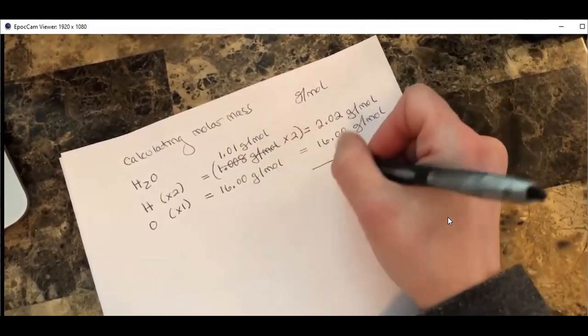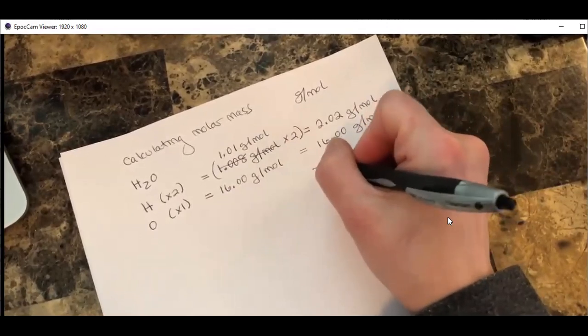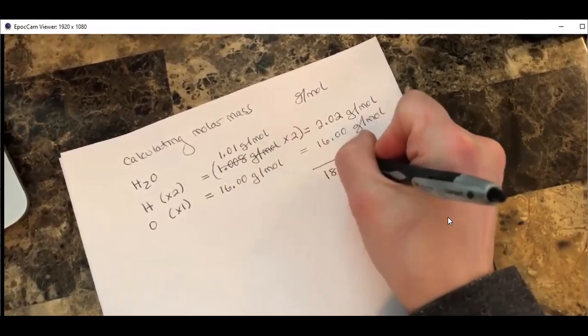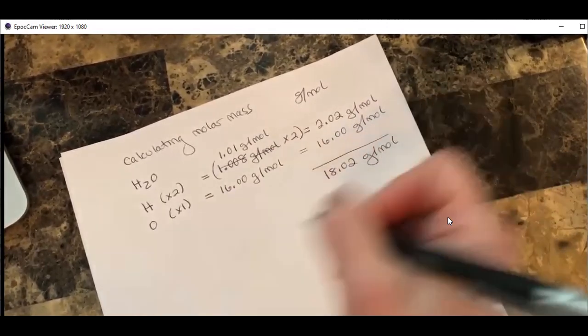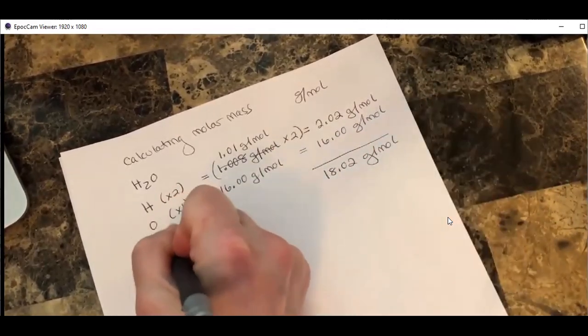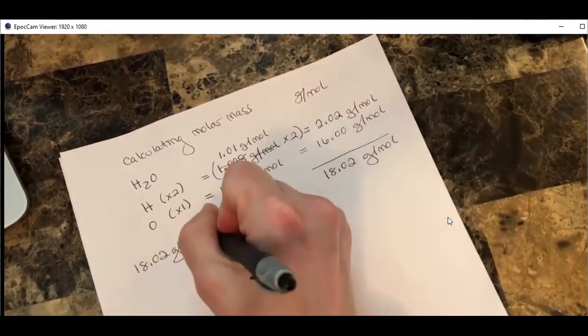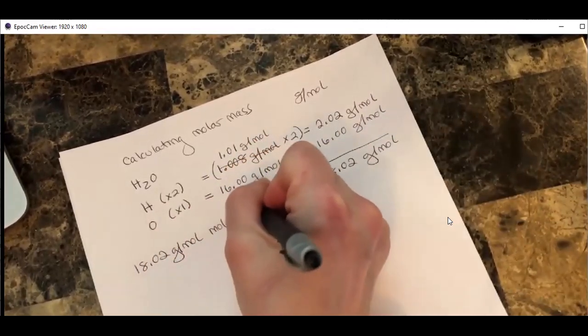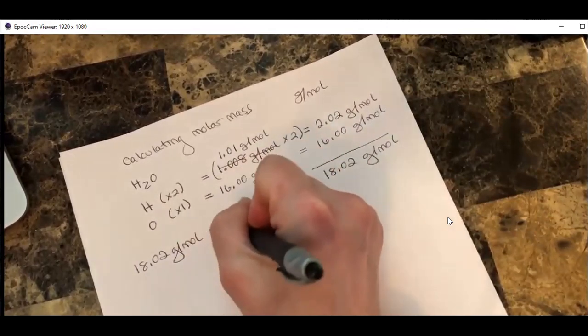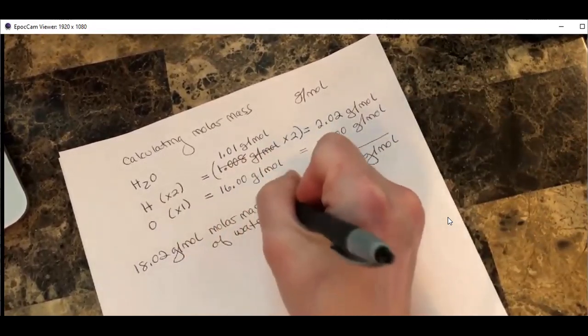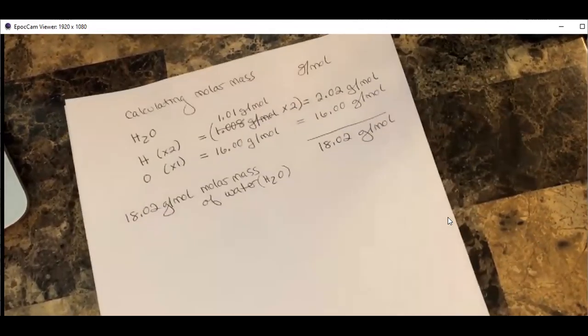So 16 added to 2.02 is going to be 18.02 grams per mole. 18.02 grams per mole is the molar mass of water. Okay, so it's a calculation. We're going to be looking at what's in the compound, and we're going to be pulling the grams per mole, the molar mass, off of the periodic table, and we're going to be adding all of the molar masses together to get one molar mass for that compound.